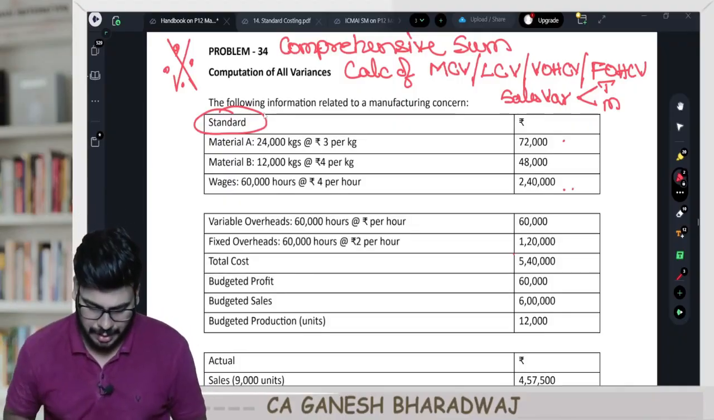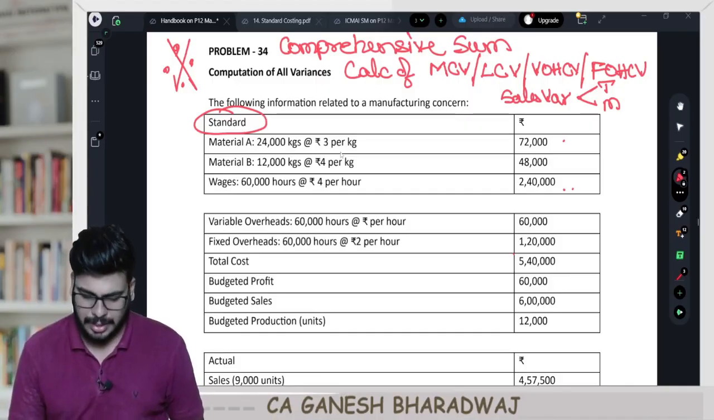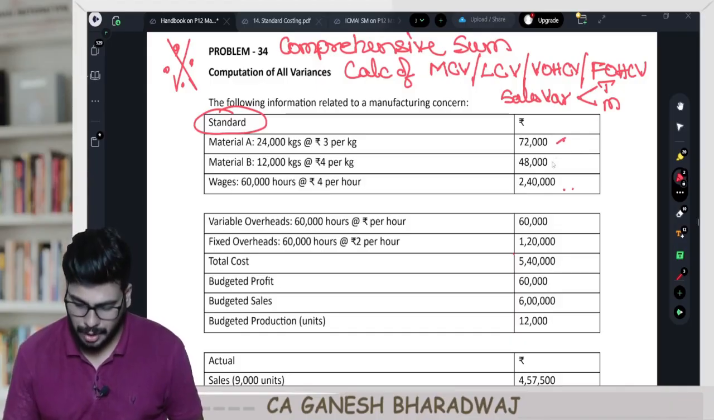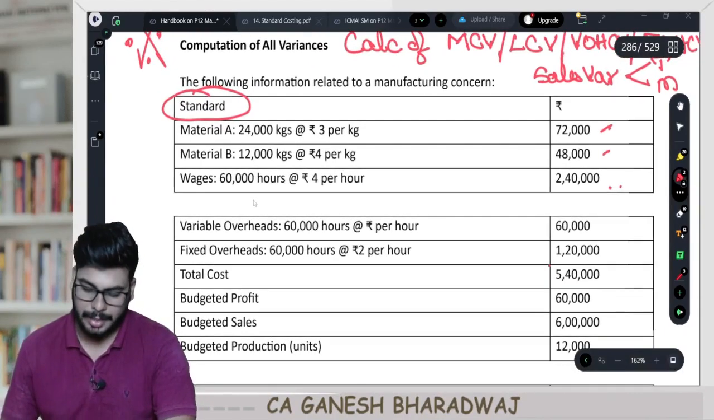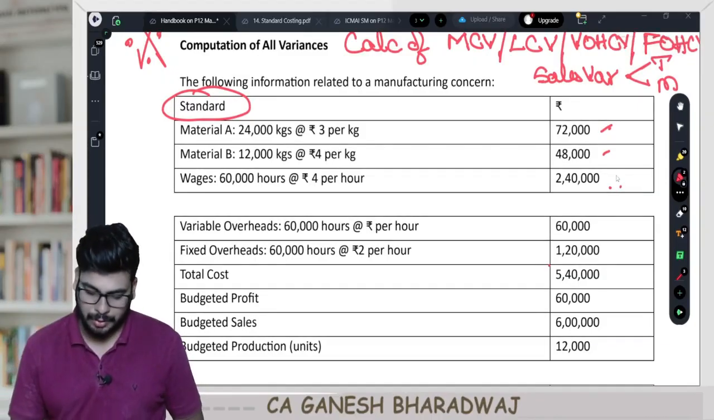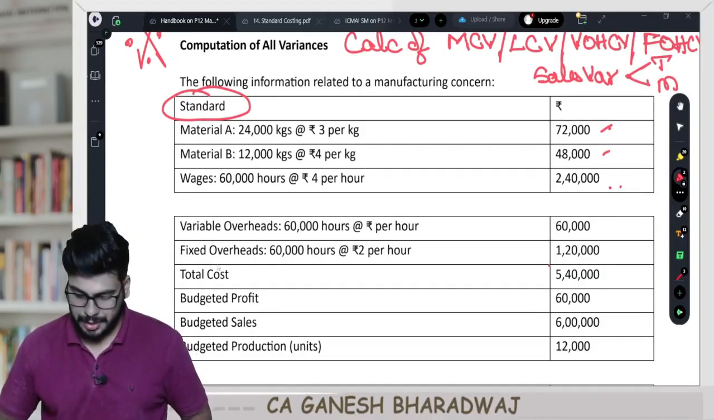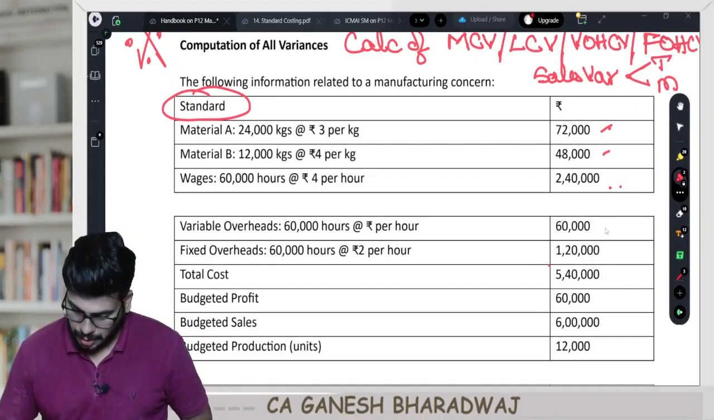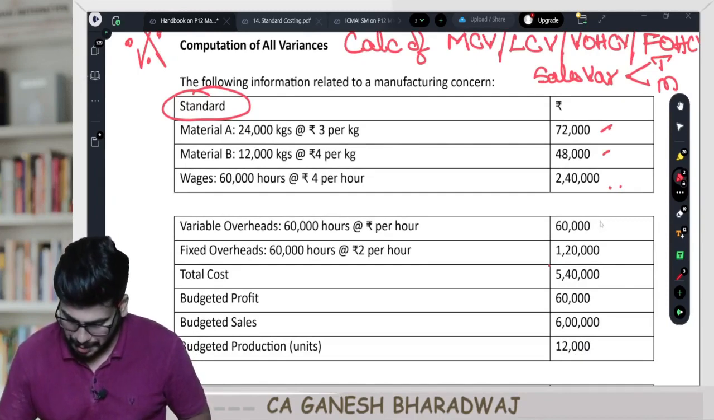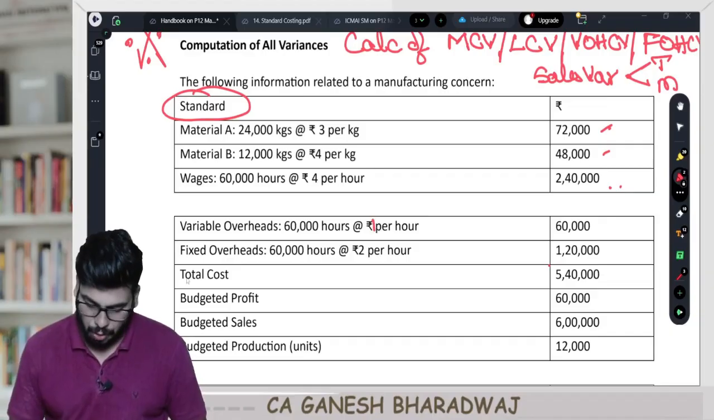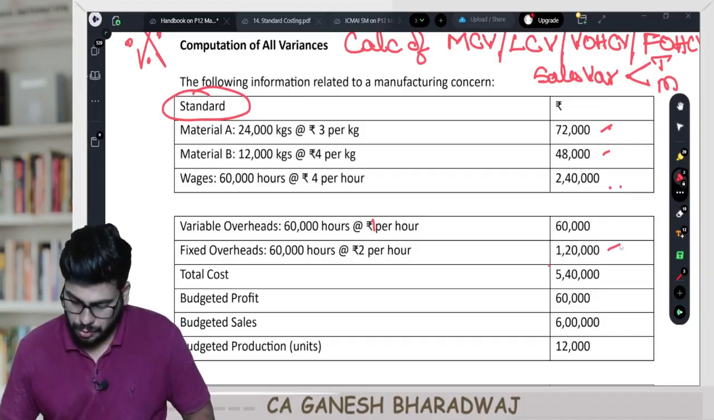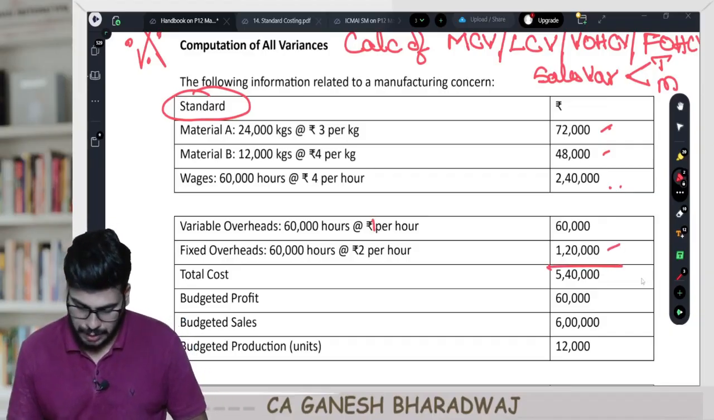Now, first they have given material A 24,000 kgs at the rate of 3 per kg, 72,000 rupees. Material B 12,000 kgs at the rate of 4, it's 48,000. Wages is 60,000 hours at the rate of 4 per hour, it's going to be 2,40,000. Variable overheads, 60,000 hours at the rate of rupee 1 per hour, it's going to be 60,000 rupees. Then you have fixed overhead, 60,000 hours at the rate of 2, it's going to be 1,20,000. The total cost is 5,40,000.